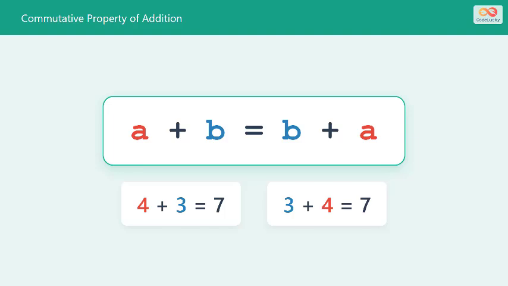Let's look at the commutative property of addition. The rule states that a plus b is equal to b plus a. It does not matter which number comes first. For example, 4 plus 3 equals 7. If we swap them and calculate 3 plus 4, the answer is still 7. The order of the numbers does not affect the sum.